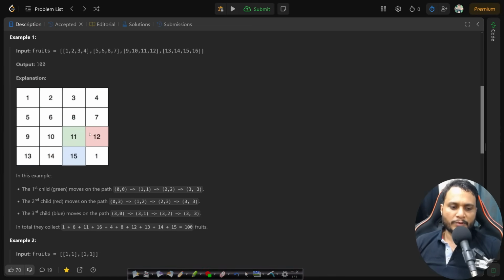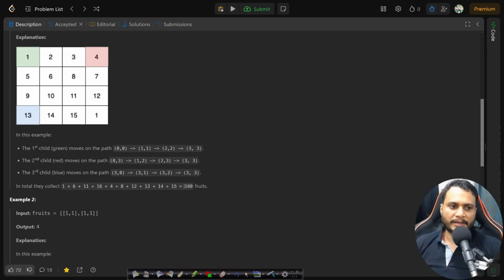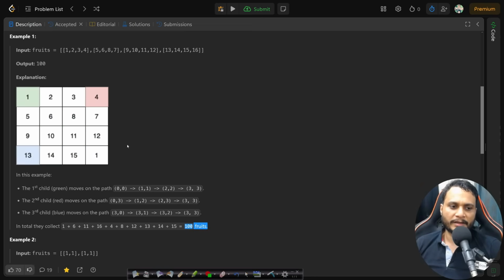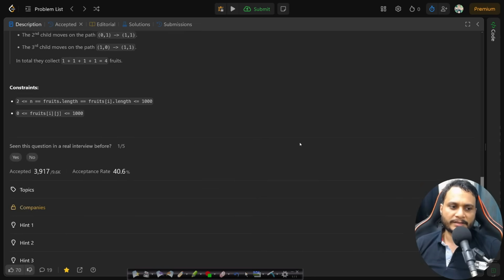So in this case, if you look at this example, it is given that we can collect a maximum of 100 fruits, and the explanation of the path is already mentioned. So you can just go through it. I think it will be clear. I hope the observations are clear in this case, right?